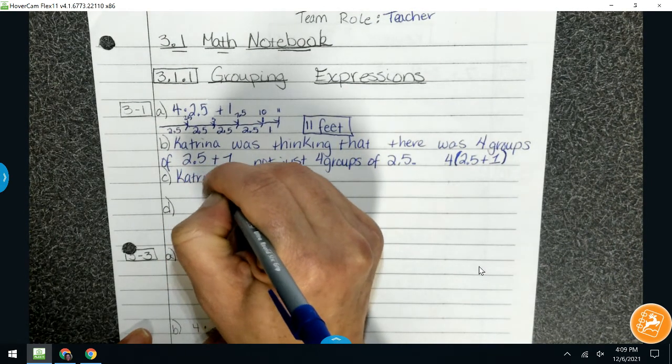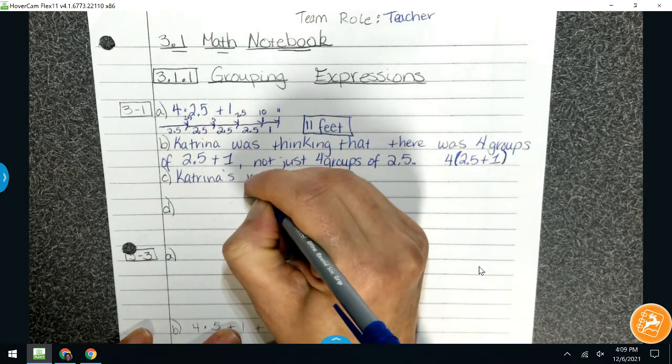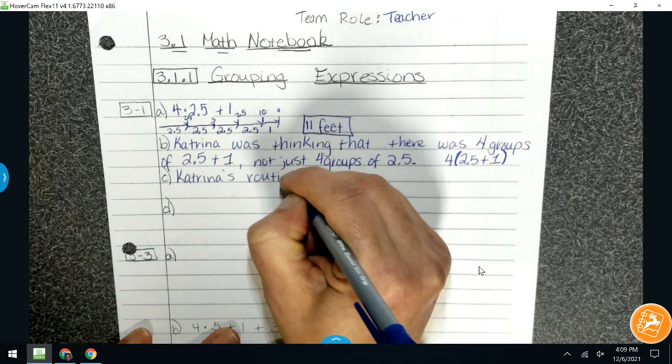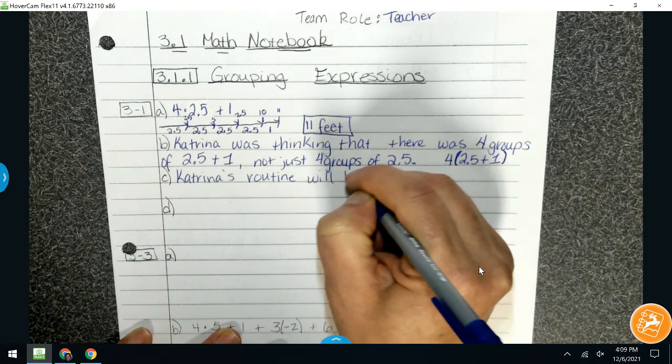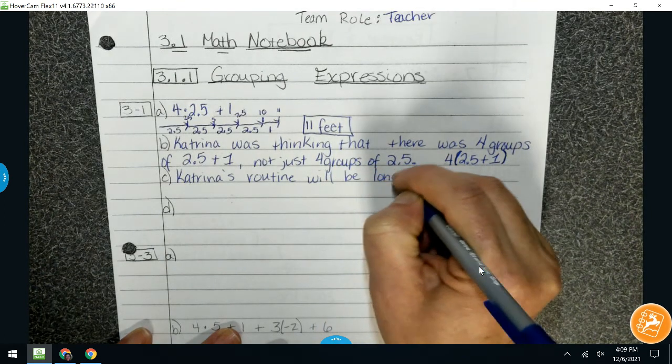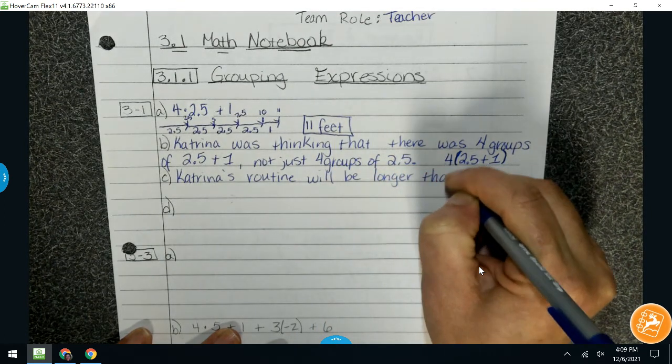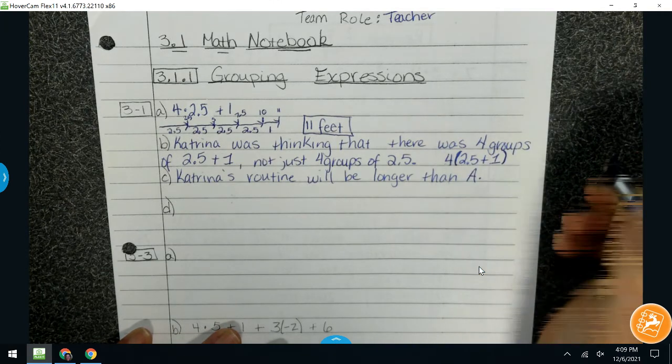So Katrina's routine will be longer than A. So how much longer will it be?